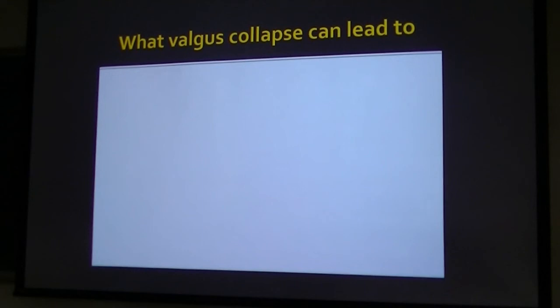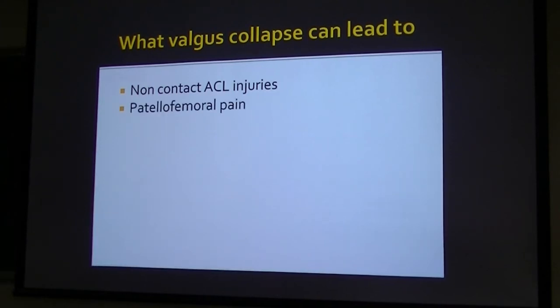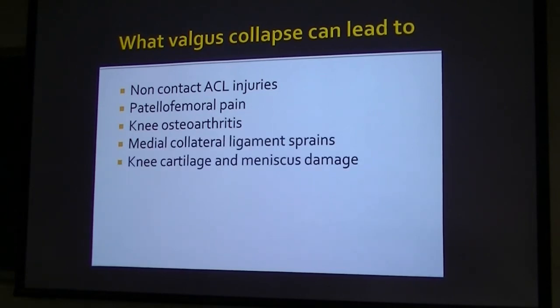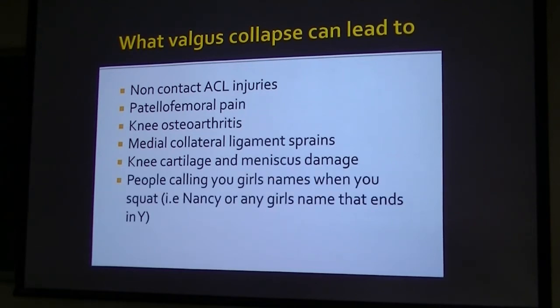So what valgus collapse can lead to, and what we'll focus a lot of the attention on, is non-contact ACL injuries. It can also cause patellofemoral pain, so knee pain, knee osteoarthritis, medial collateral ligament sprains, knee cartilage and meniscus damage, and also people calling you girls' names when you squat. So, like Nancy. Nancy's not here, so it's not offensive.